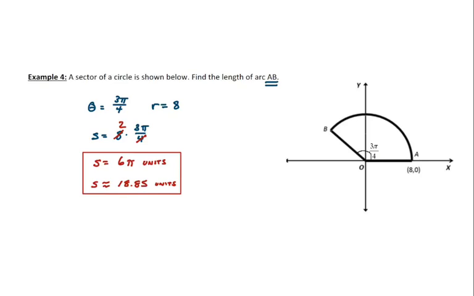That's how long the arc AB is, which is the portion of the circle right here, if I color over it. That length is 18.85 or 6 pi units. So that's arc length. That's what we missed.